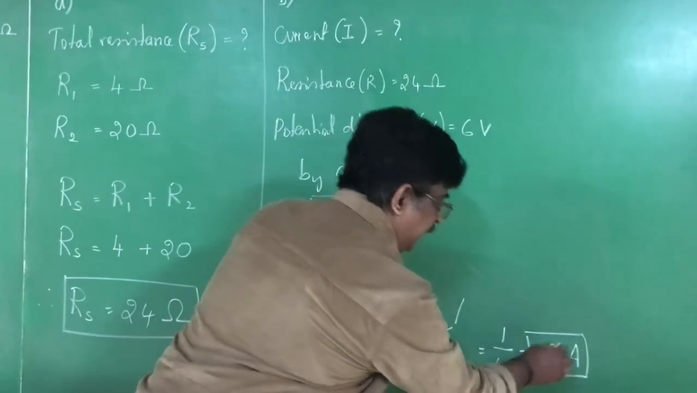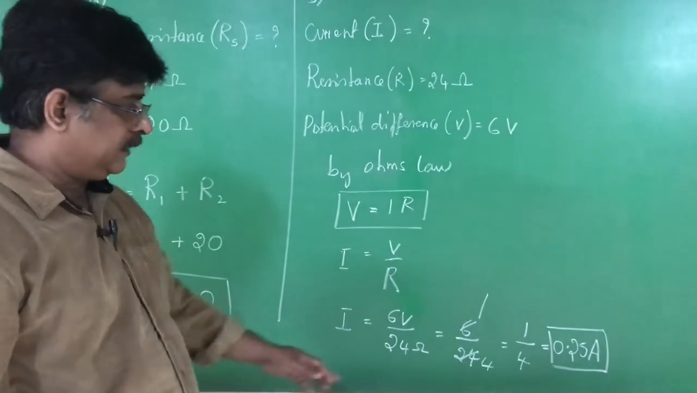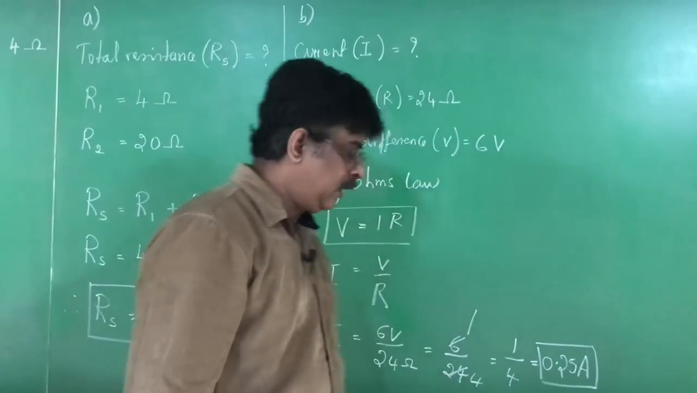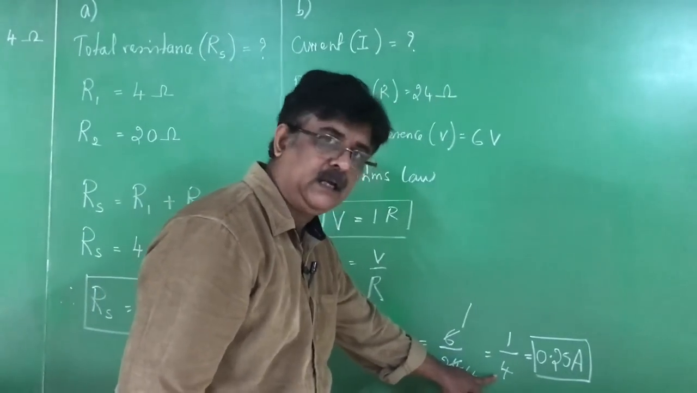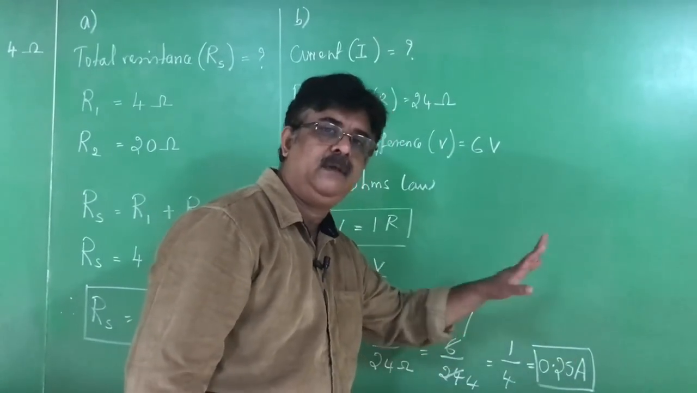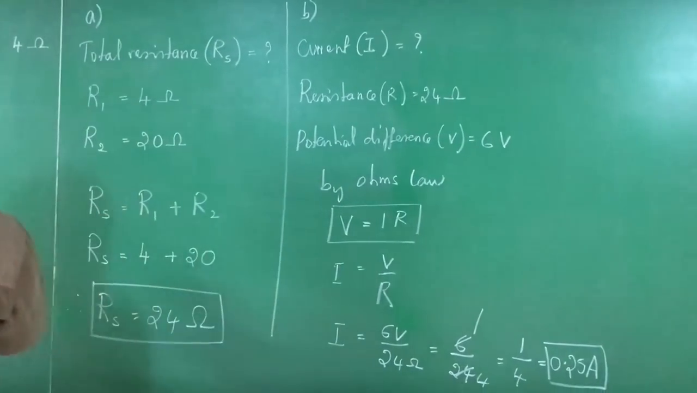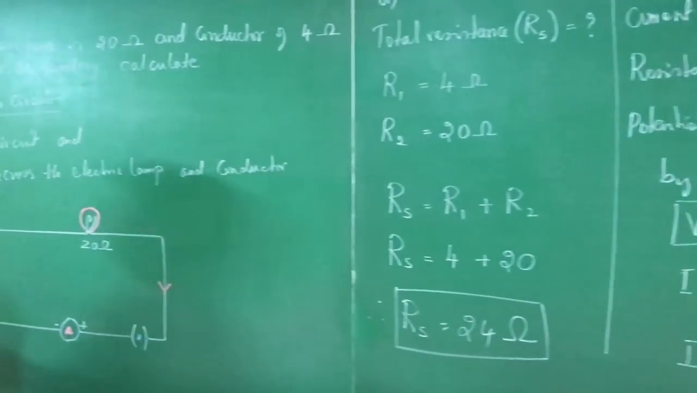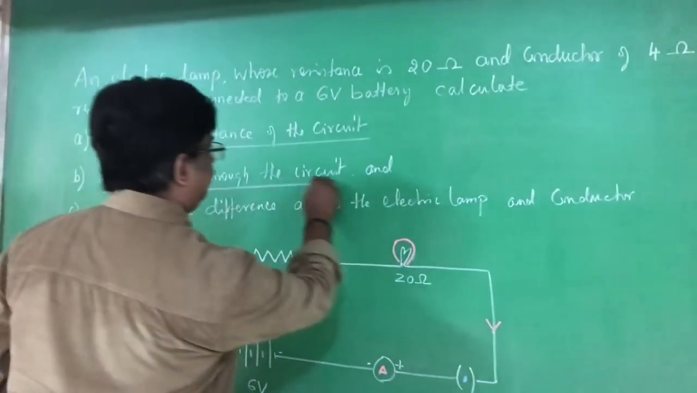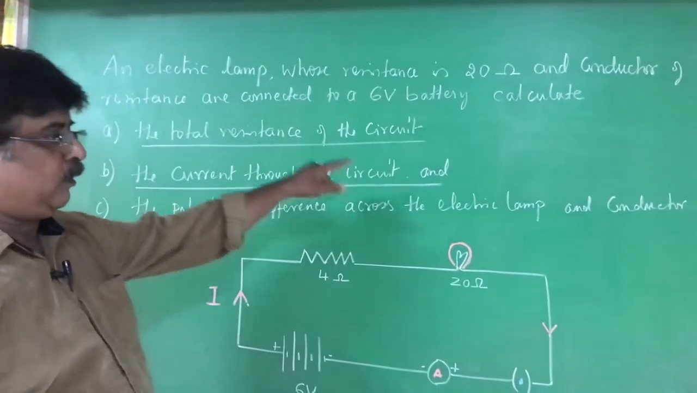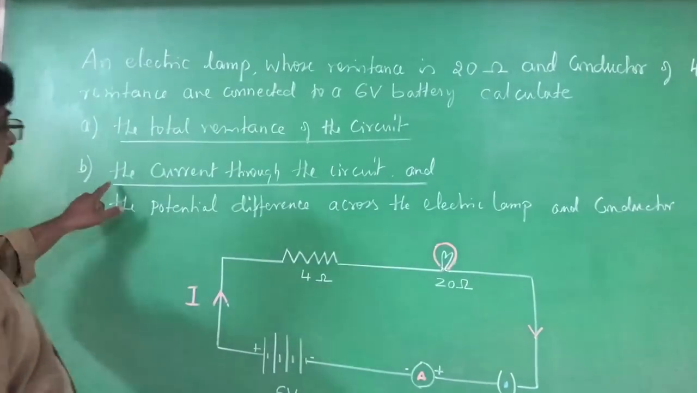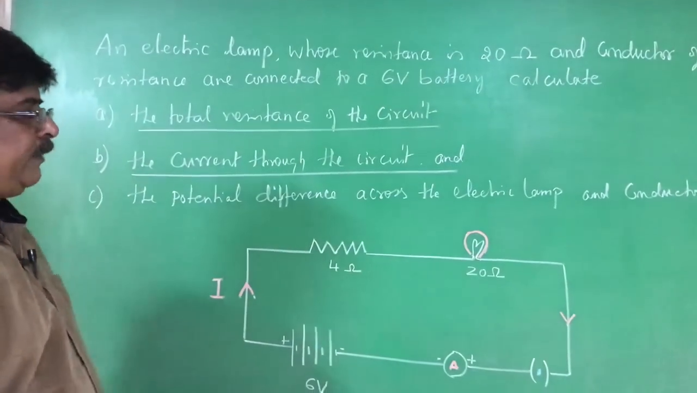The unit of electric current is ampere. The current in the circuit is 0.25 ampere. How did I get 1 by 4, a quarter? Quarter is 0.25. Now I come back to the problem. See, the second part is over. Total resistance I calculated as 24. The current is 0.25 amp.